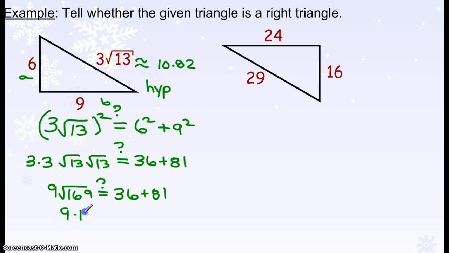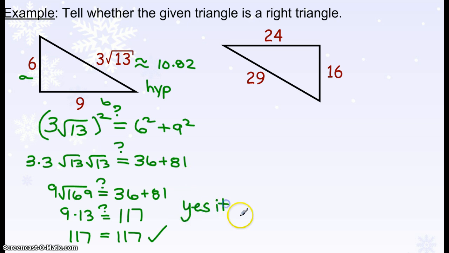So 9 times 13, and I want to know if that equals, let's go ahead and take 36 and add it to 81, and we get 117 there. All right, Mrs. O'Brien, what's 9 times 13? 117. So the question is, does 117 equal 117? On every single planet in the universe it does. So, based on that, Mrs. O'Brien, what does that tell us? That tells us that the triangle we are given is a right triangle. So I would say yes, it is a right triangle.